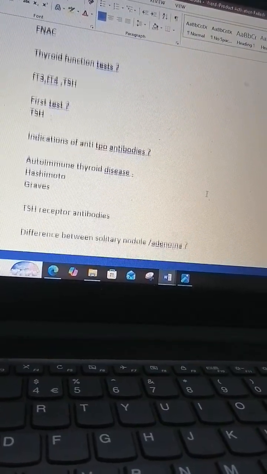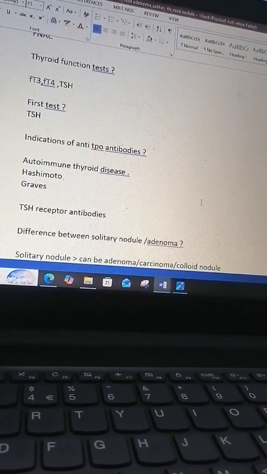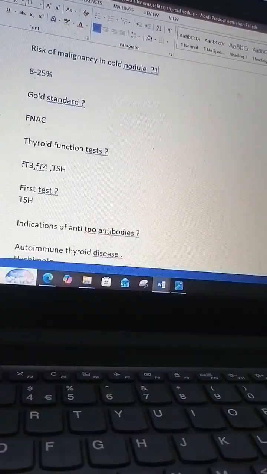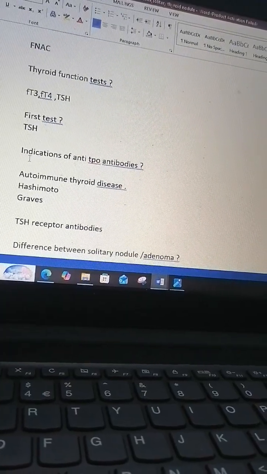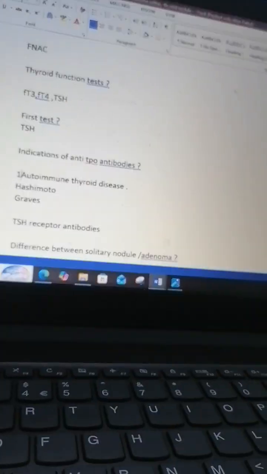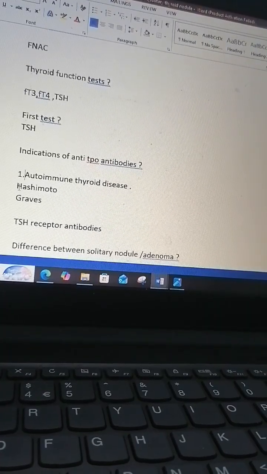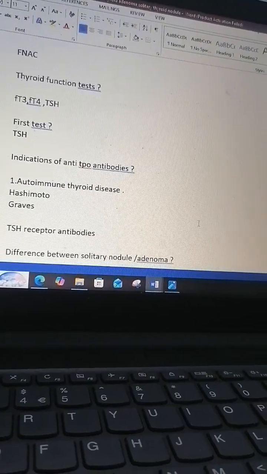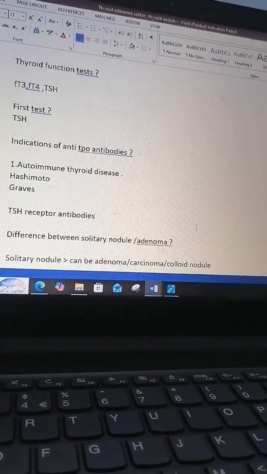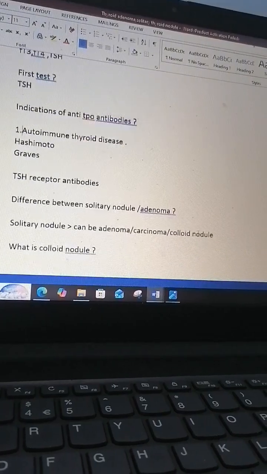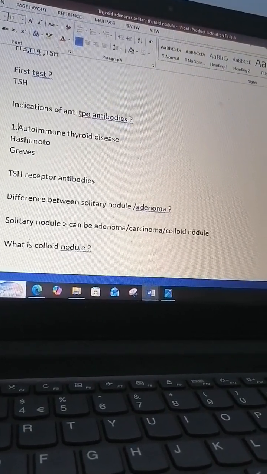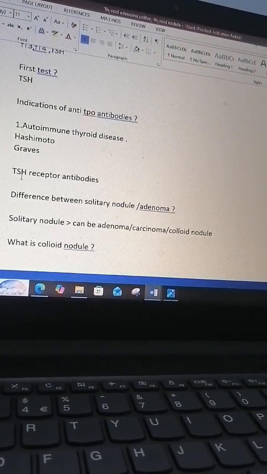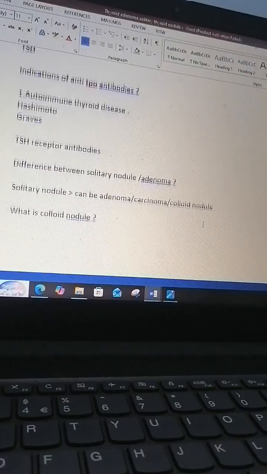Other thyroid tests are anti-thyroid peroxidase antibodies. What are the indications of anti-TPO antibodies? One is autoimmune disease, which is most important, in which there can be Hashimoto thyroiditis or Graves disease. In both these cases we will do anti-TPO antibodies. But in Graves disease, the more specific test is TSH receptor antibodies.